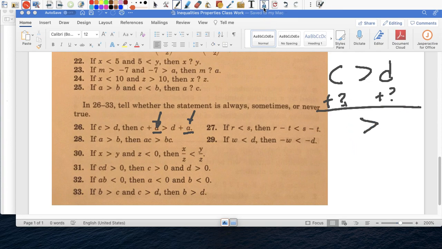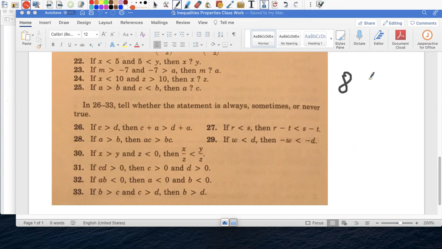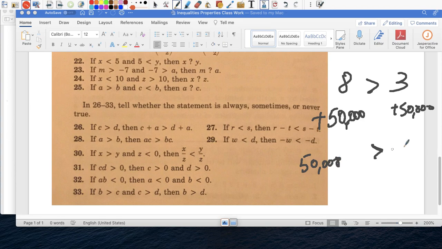Let me do an example here. Let's say 8 is greater than 3. You can add 50,000 to the left side, plus 50,000 to the right side. And guess what? When you add it, you're going to get 50,008. This one, you're going to get 50,003.